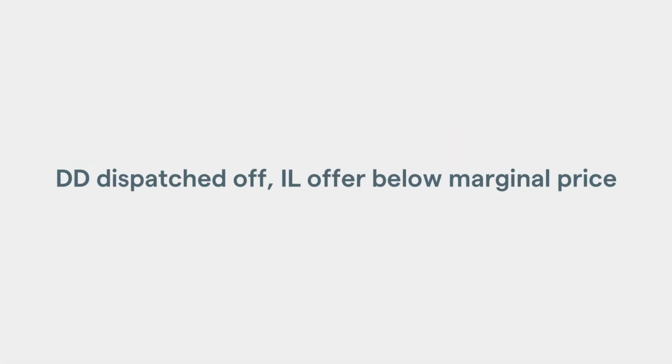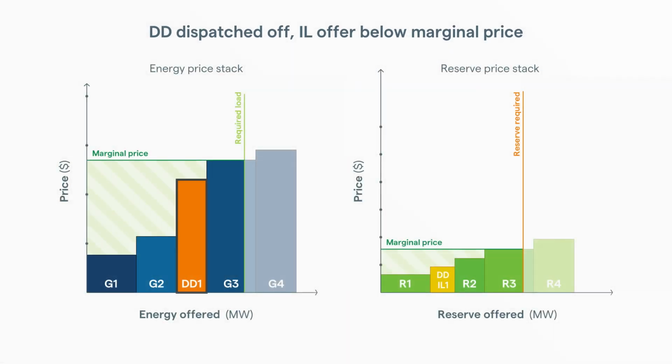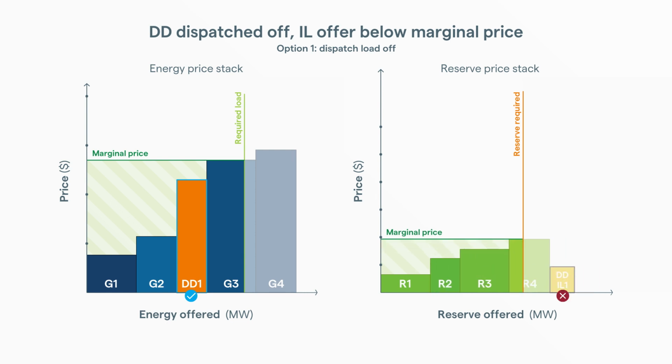In a situation where the dispatchable demand bid price is below the marginal energy price, therefore it would economically be dispatched off, but the interruptible load offer price is below the marginal reserve price, SPD must make a decision for the station from one of two options. The first option is that SPD keeps the dispatchable demand off, which means it cannot use its offered interruptible load. SPD dispatches another instantaneous reserve provider that may have offered reserve at an equal or higher price than the dispatchable demand provider offered their interruptible load. SPD has traded higher priced reserves with cheaper energy to minimize the total system cost.